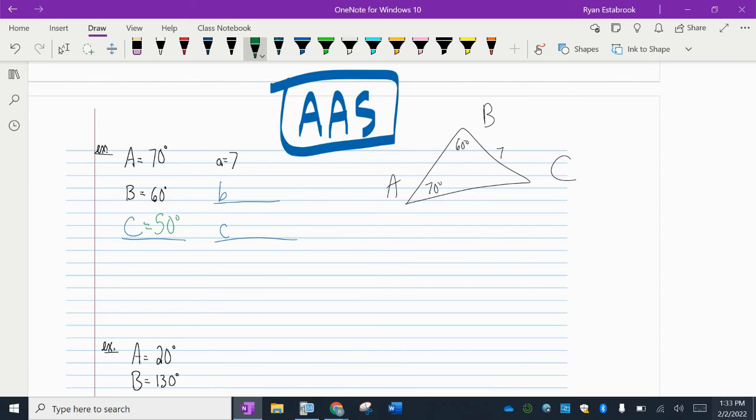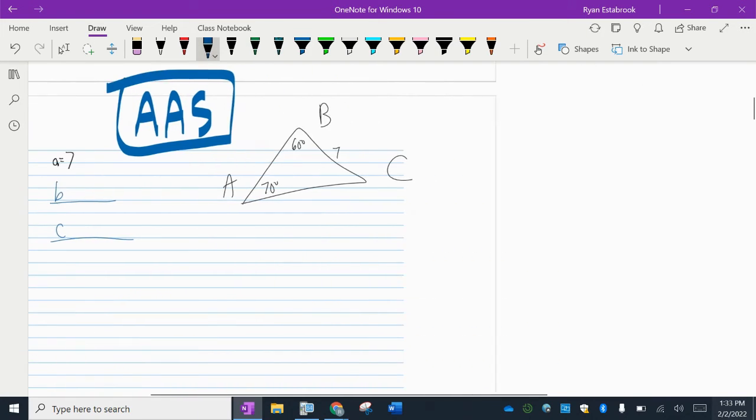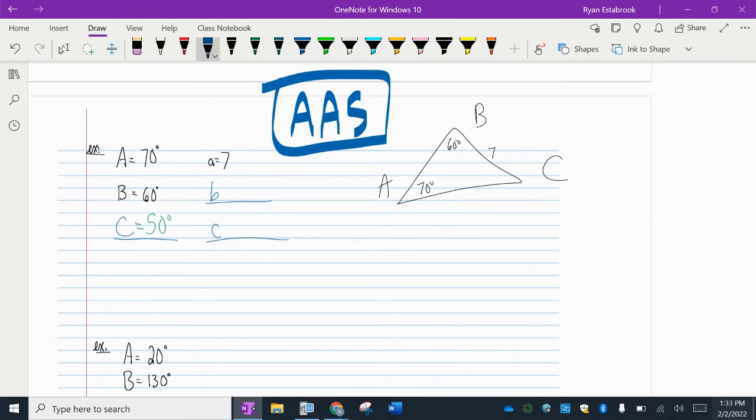Now let's go after little b. This is going to be with the law of sines. I would say that the sine of 70 degrees divided by 7, that's the sine of a over a, is equal to the sine of 60 degrees divided by b, right? Sine of a over a equals sine of b over b. That is the trig in this problem.